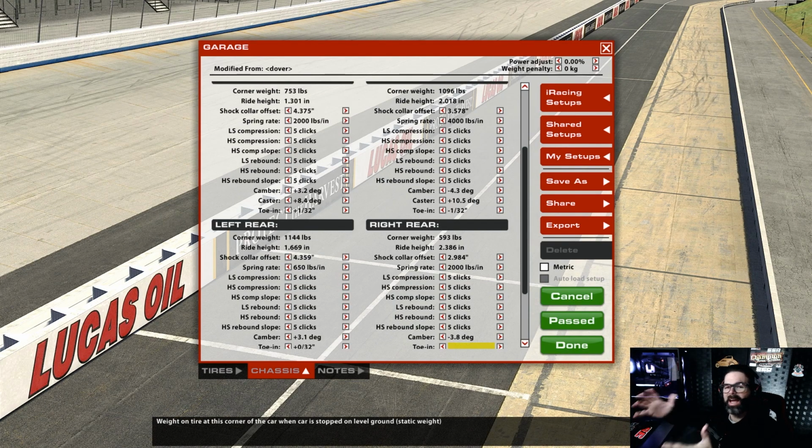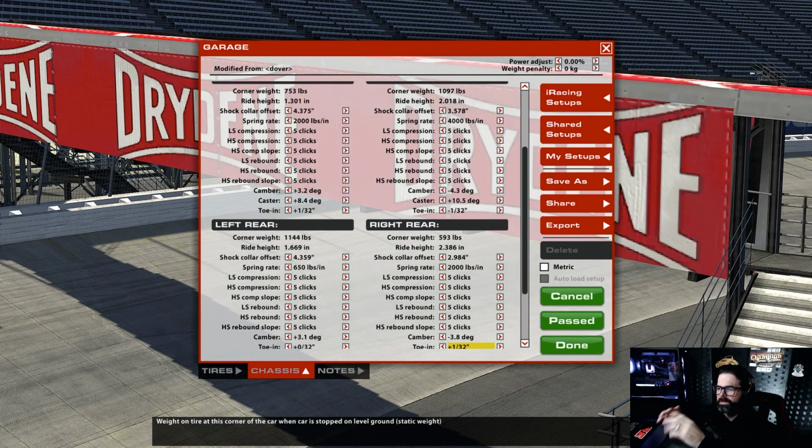So what does this actually look like when we start adjusting all these different things? Well, what I did is I went out and I did just a couple of quick runs here at Dover. And I set the shocks to all fives, which is the middle of the road.